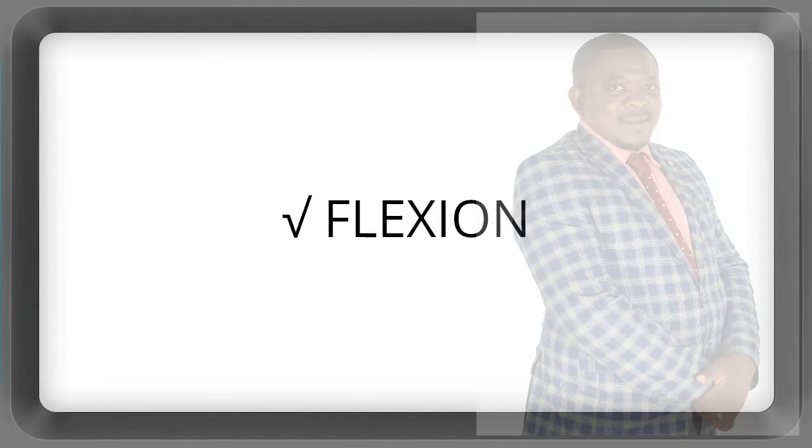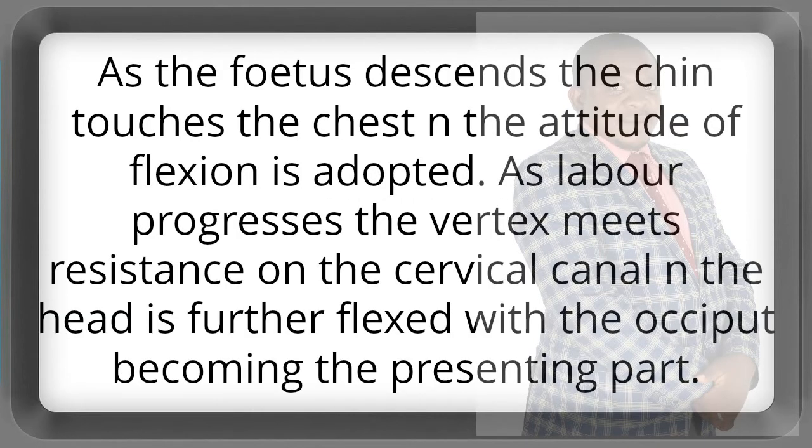Friction. As the fetus descends, the chin touches the chest and the attitude of friction is adopted. As labor progresses, the vertex meets resistance on the cervical canal and the head is further flexed, with the occiput becoming the presenting part.